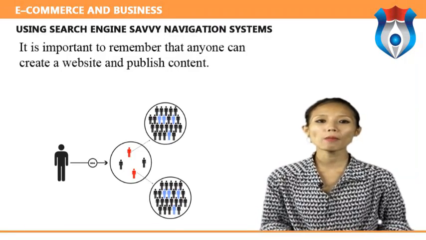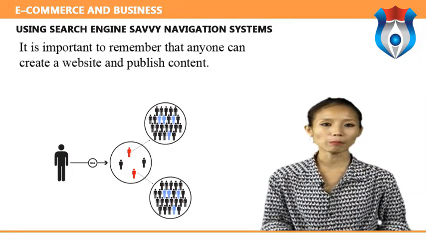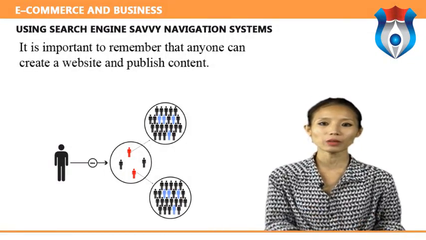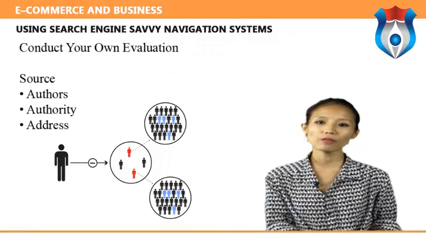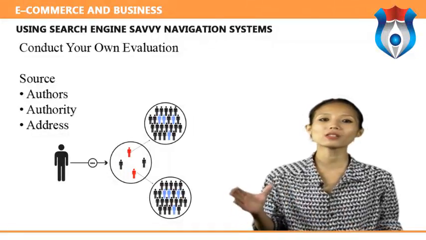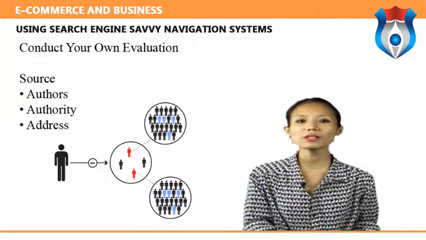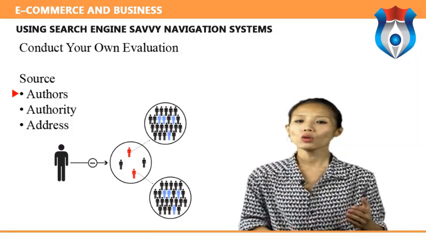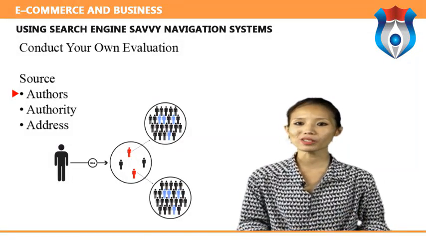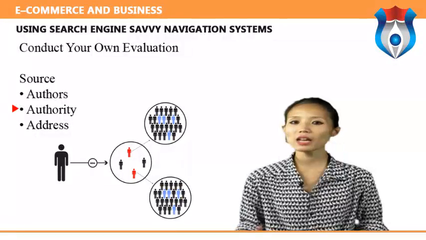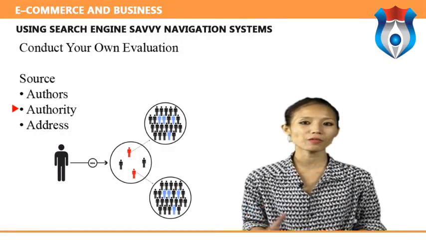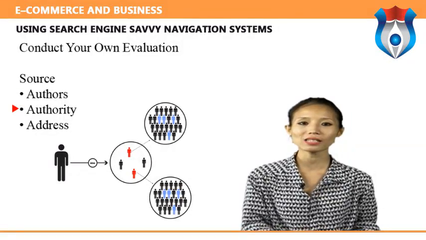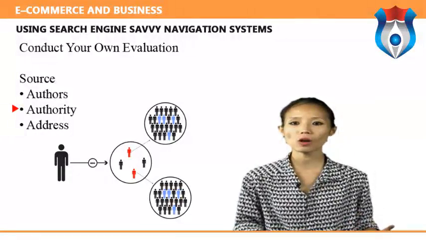It is important to remember that anyone can create a website and publish content. This content may or may not be of any value to you for academic use. Conduct your own evaluation. Below is a brief checklist to help you with the key elements of conducting a website evaluation. Source, authors. Who are the authors or sponsor of the information presented? Authority. Is there any evidence of the author's authority to present information on the topic? Look for more detailed information about the author's credentials and expertise related to the site's topic.